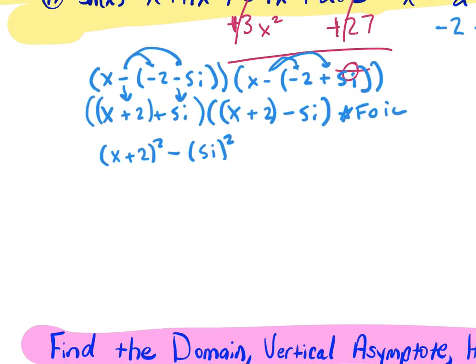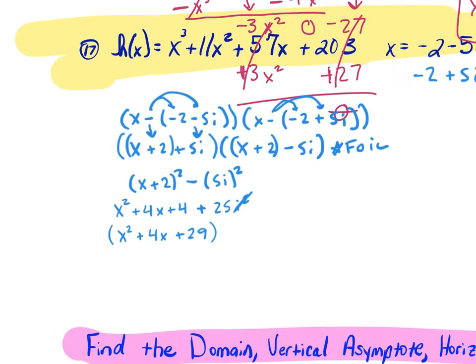So now we have to FOIL (x plus 2) squared, so we would get x squared plus 4x plus 4, and then minus 25i squared. What does i squared become? Negative 1, so it makes it a plus 25. So we combine our like terms. We have x squared plus 4x plus 29. So this is one of our factors.